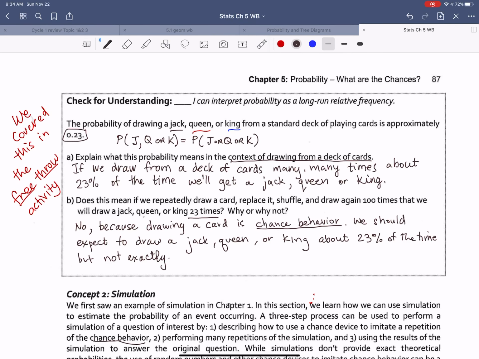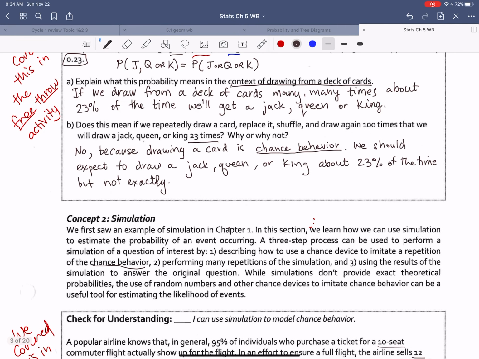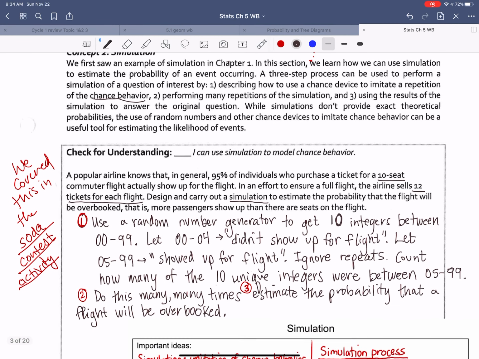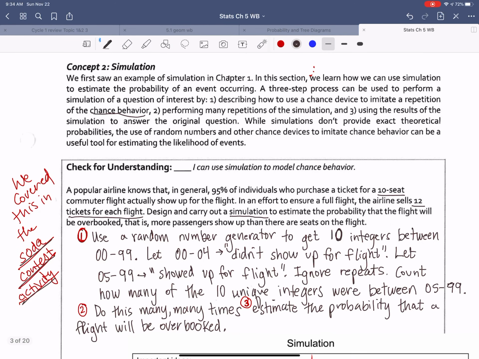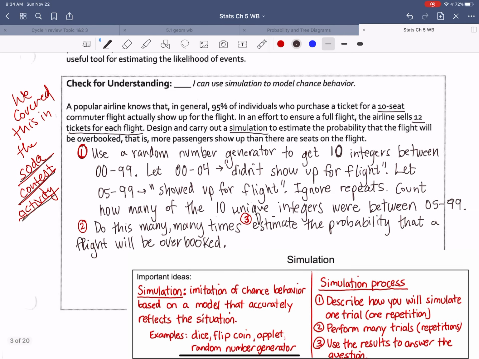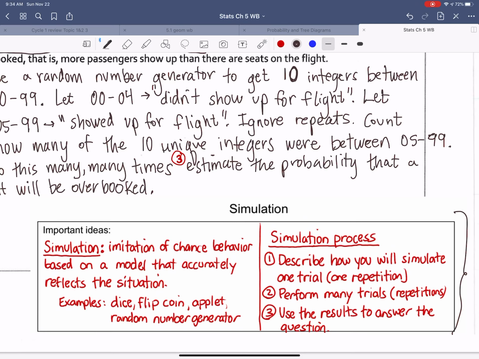Now let's take a look at the next example. The second concept, and the second activity, was the soda contest activity. We see in the words here that we can use a simulation of chance behavior to see what chance behavior would look like. So what were our notes from the soda contest? Here they are, and I just copied and pasted them here. You don't have to write them again. You've got them in your notes, but it's important that you're probably referring to this.